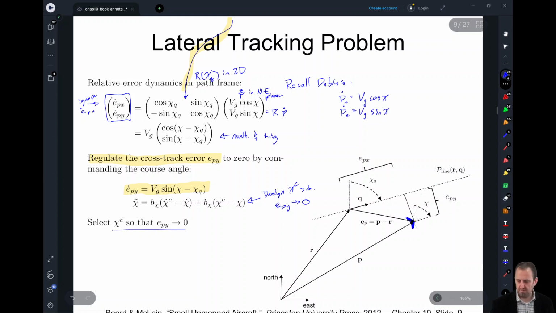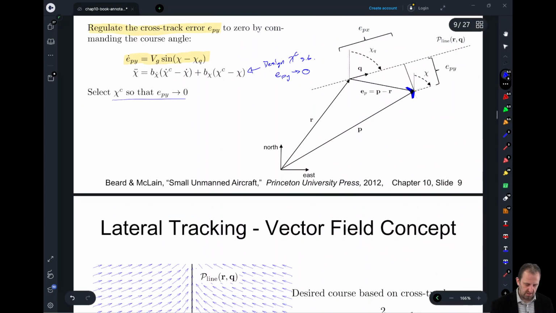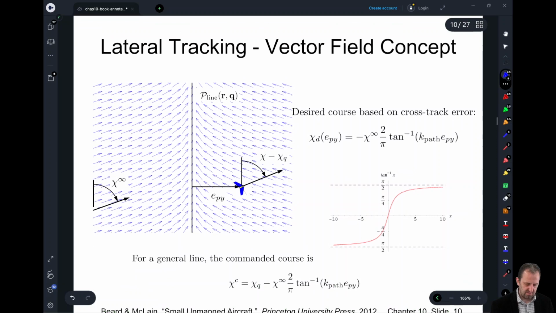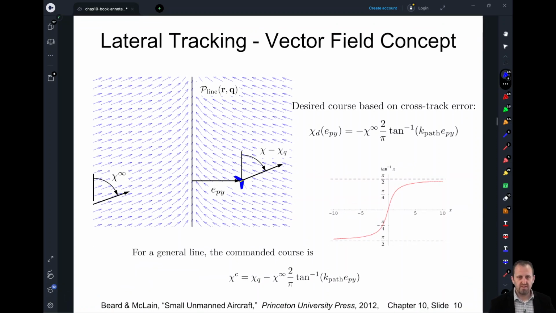So let's make it happen. What we're going to do is define a vector field. A vector field is just defining a vector for every point in space. So we have our vector field defined such that this axis is along IP, right?